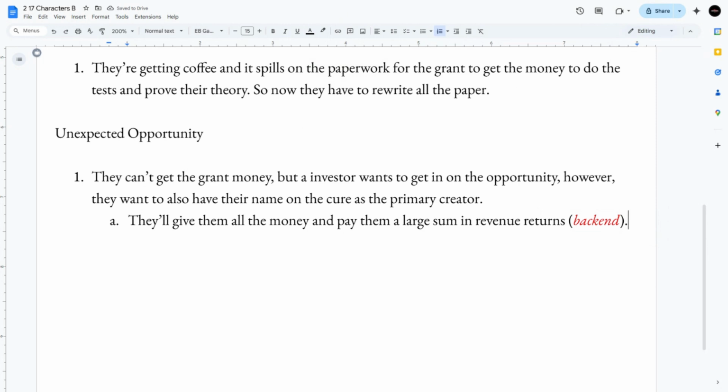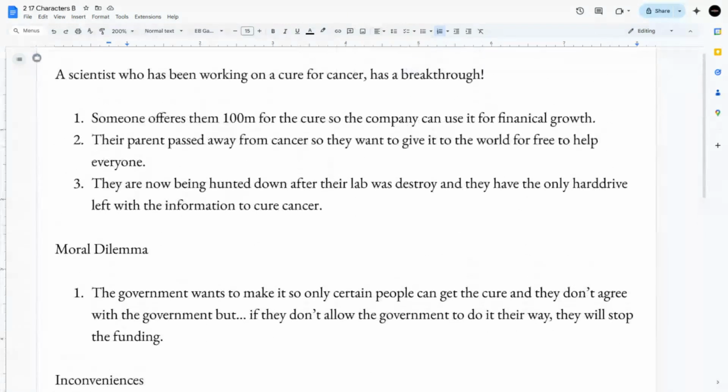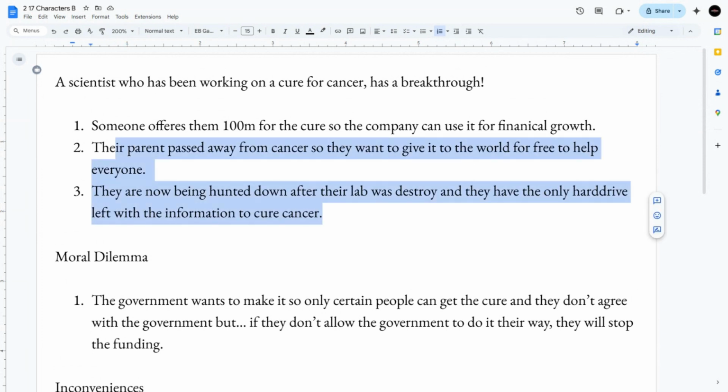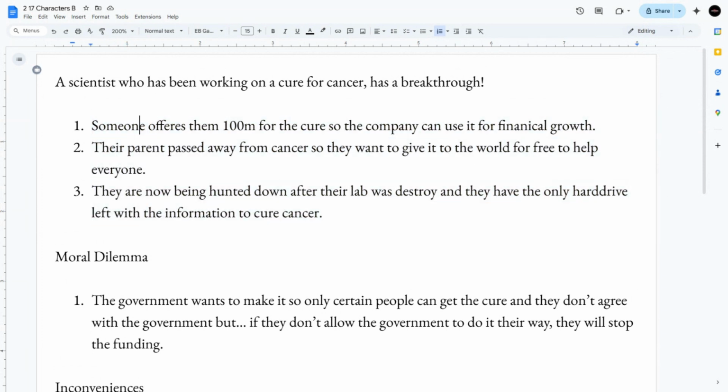So there you go. So I can play with this scientist who has been working on a cure for cancer, has a breakthrough, right? And then these are just some ideas I could play with, like scenes. I could say that somebody offers them 100 million for the cure so the company can use it for financial gain. I could do their parent passed away from cancer, so they're like, and see how they react to that.